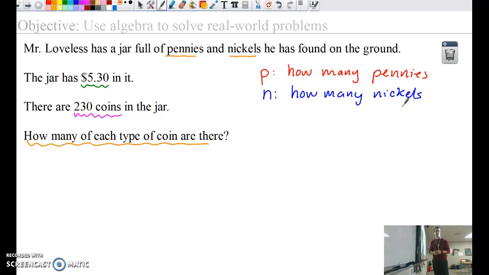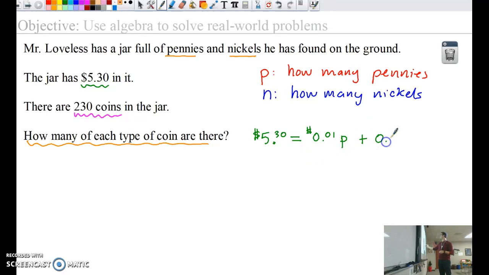Now we use the information that we have in this problem to write the equations. You'll see that the first information I have is there are $5.30 worth of money or coins in this jar. So if I had to write an equation that involved this information, I know that $5.30 has to equal the value of the coins inside. Now, how much are pennies worth in terms of dollars? Well, if you went to the grocery store, you know that when it rings up on the till, it shows up as 0.01 or 1 cent. And I'd multiply that by the number of pennies I have.